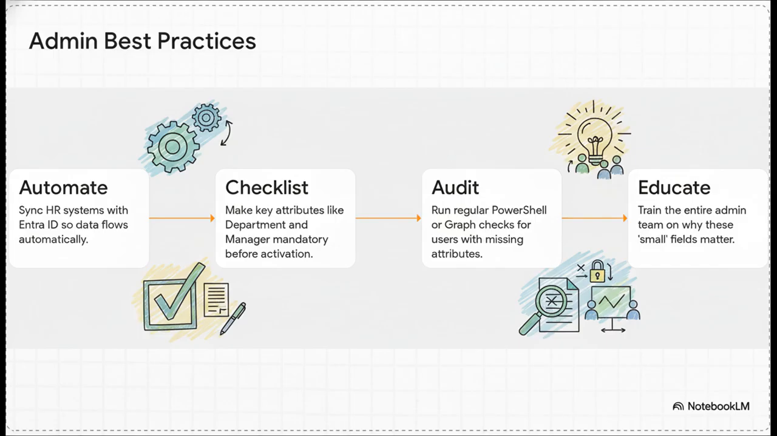Second, go update your manual onboarding checklist right now. Make fields like department, job title, manager, and country mandatory. An account is not done until those are filled out. Third, you've got to be proactive. Run PowerShell or Graph scripts regularly to audit your environment and find those users with missing info so you can fix them. And finally, number 4, educate your whole team. Make sure every single admin understands why these little fields are actually mission-critical data points.